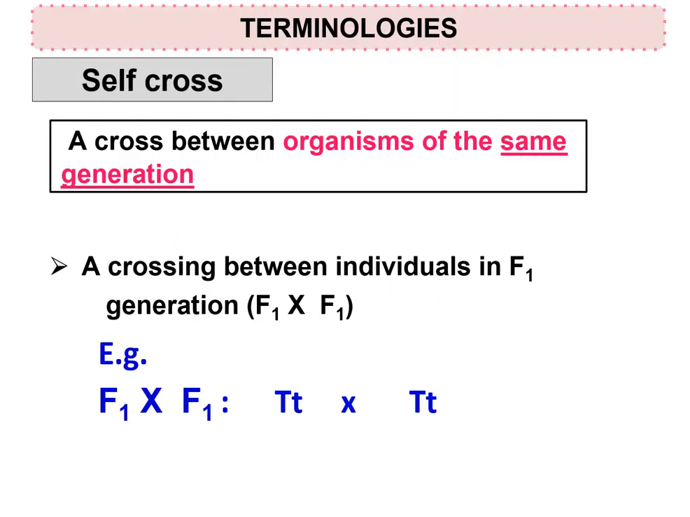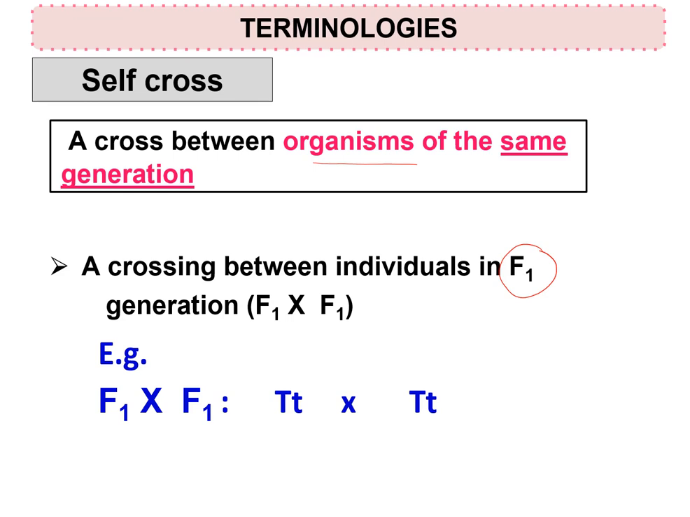Another term that you need to be familiar with is self-cross. Self-cross is a cross between organisms of the same generation, meaning amongst F1, first filial. So in humans, it does not happen. Okay? Does not happen. We do not mate with our siblings, for example. But for plants and animals, self-cross can be found to happen.